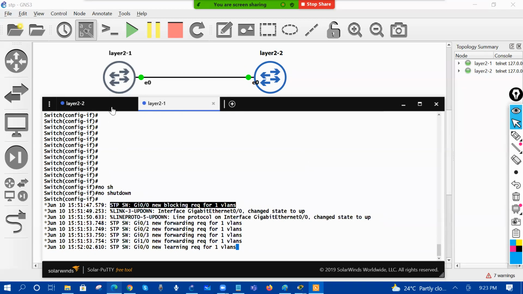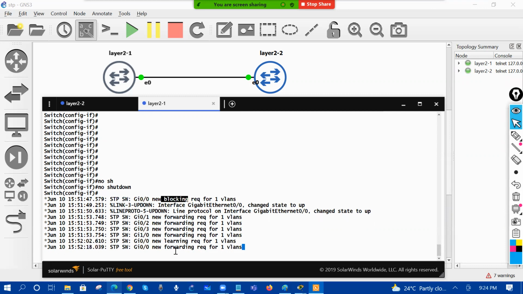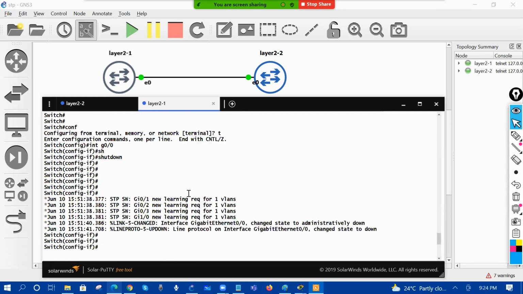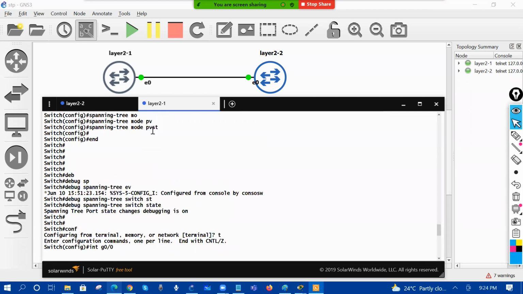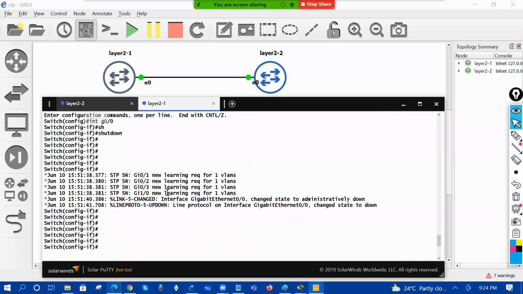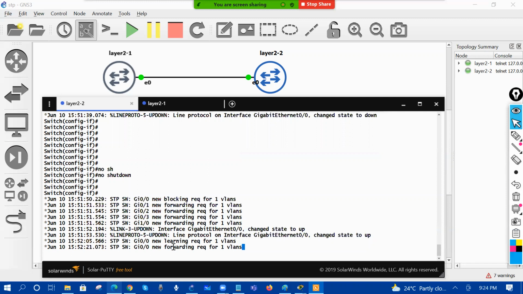Normally it's not taking this much time, guys. It's showing the learning state now, after 47 seconds. It took lots of time. It's my GNS3 issue. It will not take this long. So I just want to show you the states again. First blocking, then it will go to learning, then to the next. Why is it not going through listening and learning? I changed the mode, right? Did I change the mode? Yes, I changed the mode. Why is this happening?